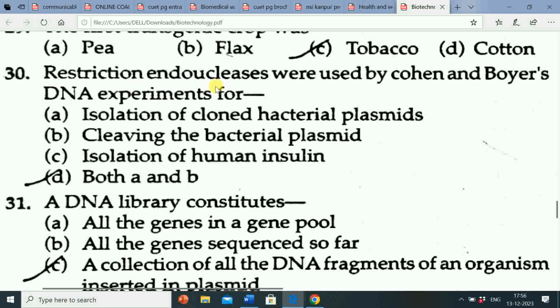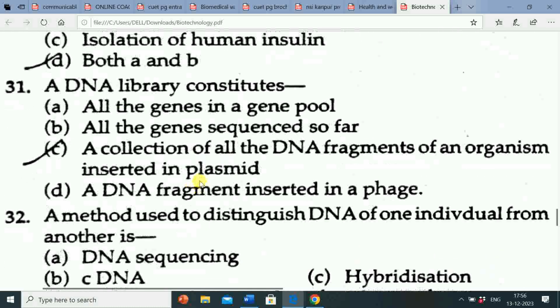Restriction endonucleases were used by Cohen and Boyer's DNA experiments for isolation of cloned bacterial plasmids and cleaving the bacterial plasmid.